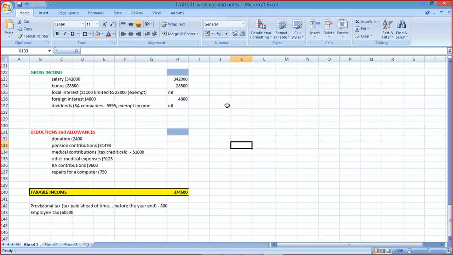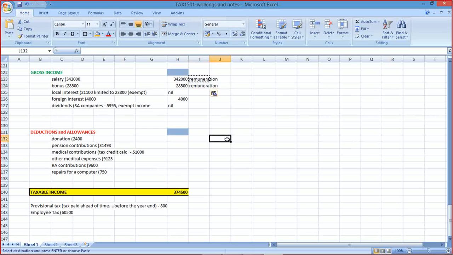So I want to know what the retirement income is. Bonus is retirement. Is local interest part of retirement? No. Foreign interest? No. Dividends? No. Okay, good. So remuneration. Why did I write retirement? Remuneration.